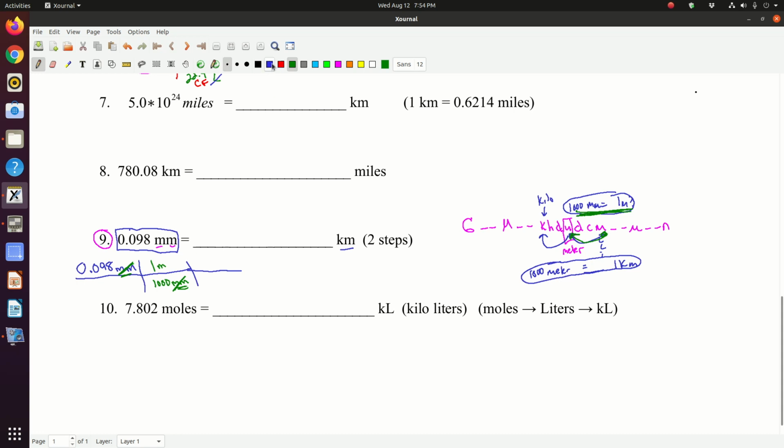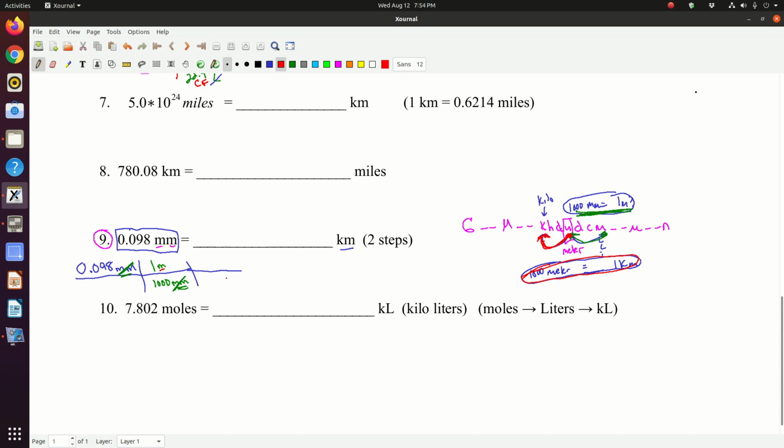Okay. Now the second part of the bridge, I'm going to go from the base unit where I am at meters, and I'm going to go to kilometers right over here. So I have to use this relationship that I'm circling. 1,000 meters is 1 kilometer. A kilo actually means 1,000.